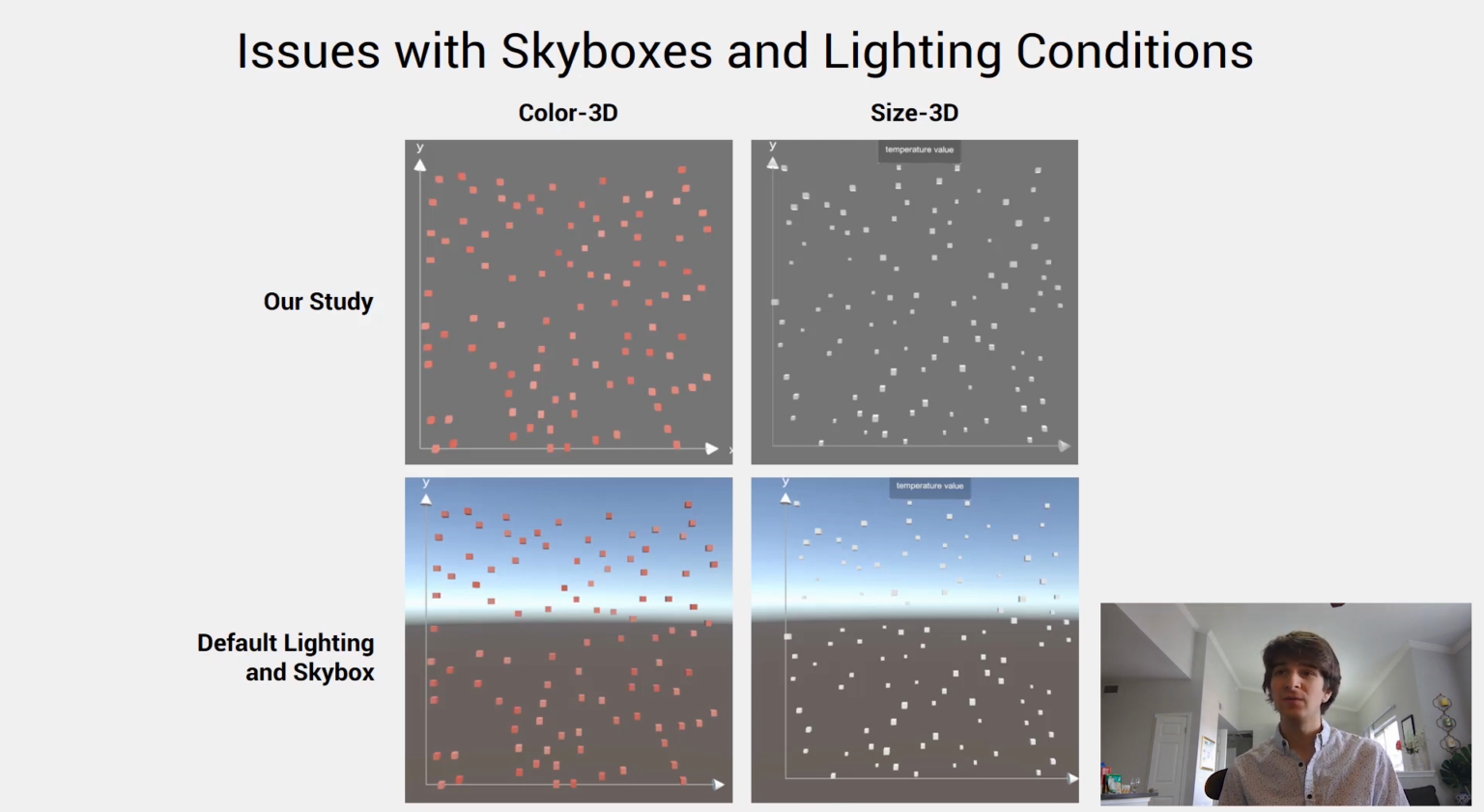So here you can see visualizations as the participants saw them in VR, and how they would have looked with default skybox and lighting conditions in Unity. For color visualizations in particular, in the bottom left you can see that the skybox makes it almost impossible to distinguish differences in color, because the white and blue backdrop makes points appear darker than they actually are. You can also see on the bottom right that white data points can get washed out entirely.